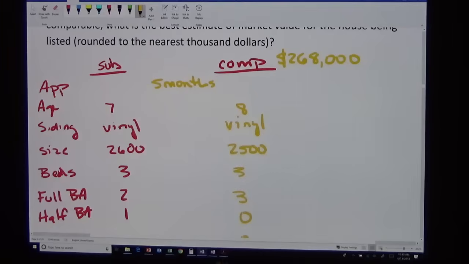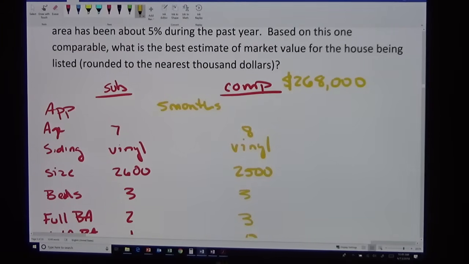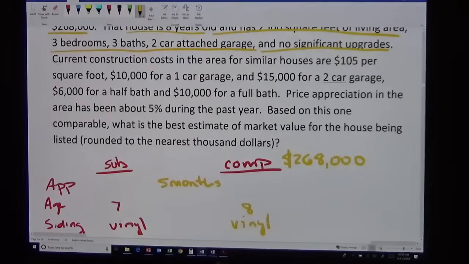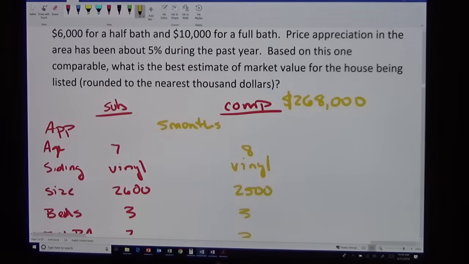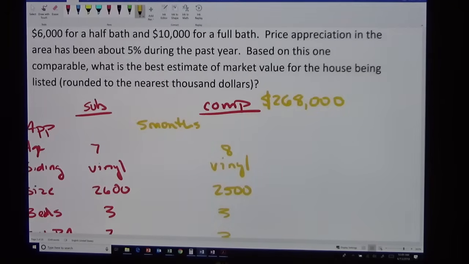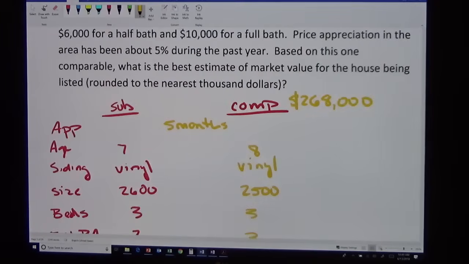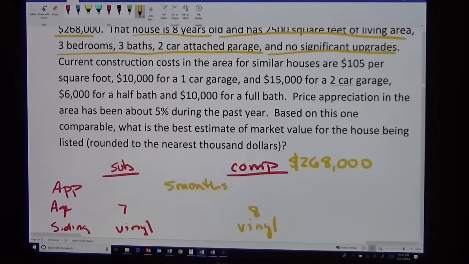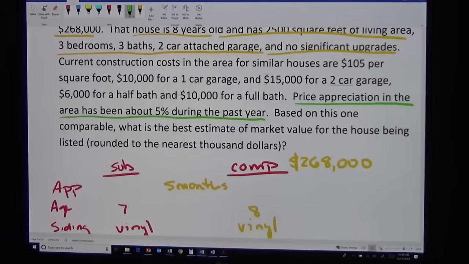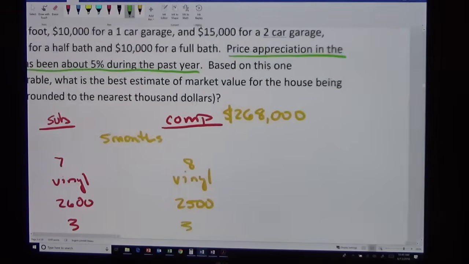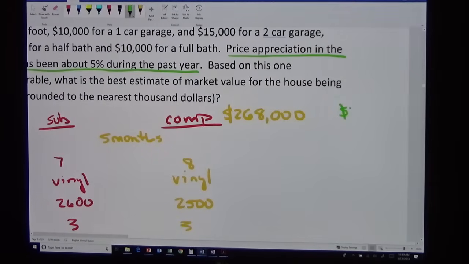Now we're finally ready to start working on the actual adjustments themselves. So the first thing we need to adjust for is the appreciation. We know that our comp sold for $268,000, but it sold for that 5 months ago. And therefore it would sell for more if it sold now. So here's what they tell us. We have to look to find it. It says price appreciation in the area has been about 5% during the past year. 5% annually. That means if it sold a full year ago, it would have appreciated 5%. So let's figure out how much money that would be.